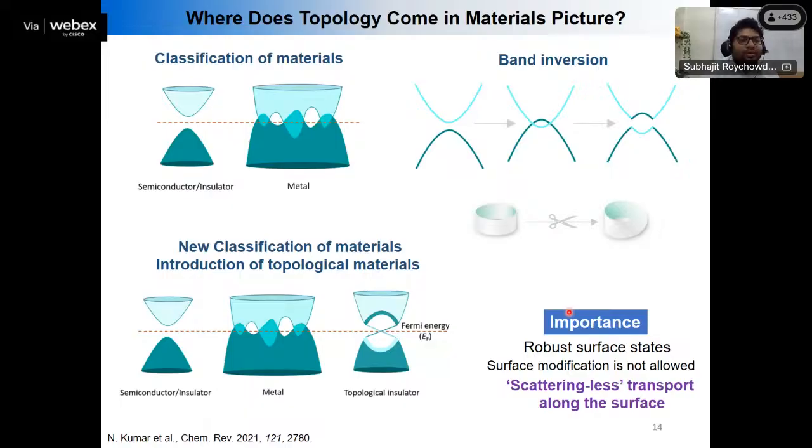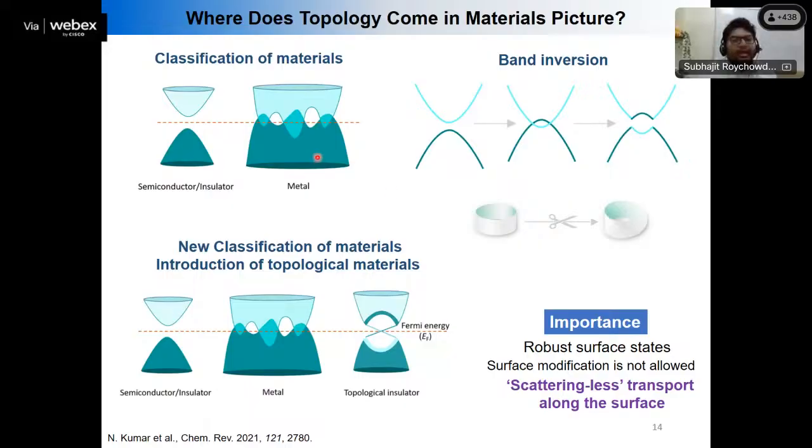So where does topology come into the material picture? From our physics or chemistry knowledge, we know that materials can be classified as either metal, semiconductor, or insulator depending on the gap. In a metal, there will be overlap between the valence band and conduction band. And in a semiconductor or insulator, there will be a gap between the valence band and conduction band. As a result, one can conduct electricity and one cannot. So where does topology come into this picture?